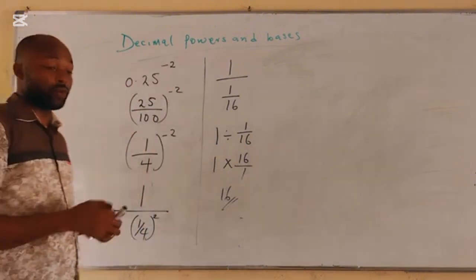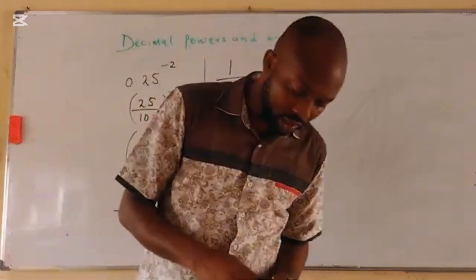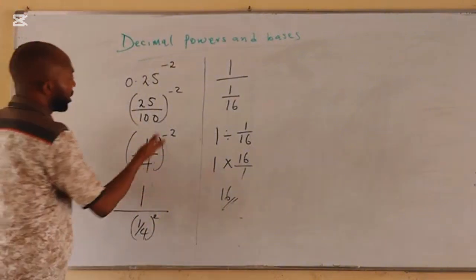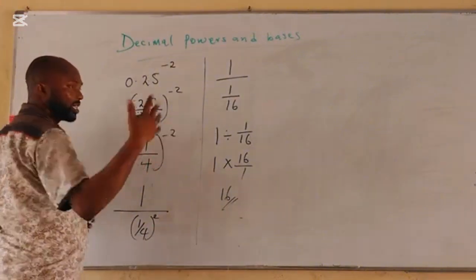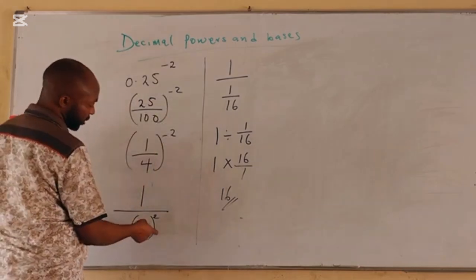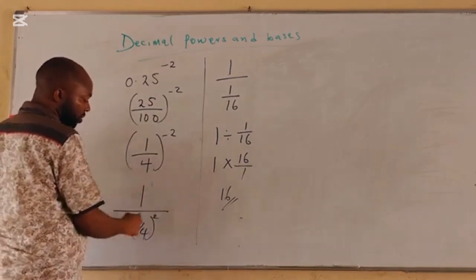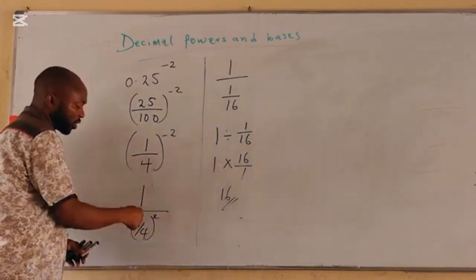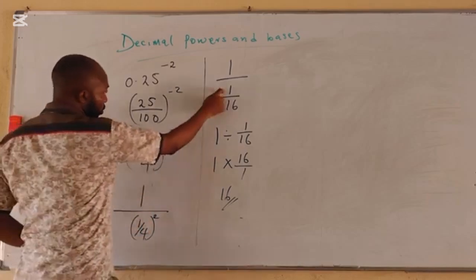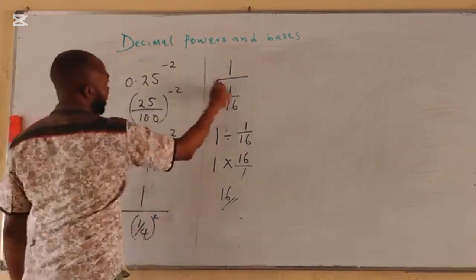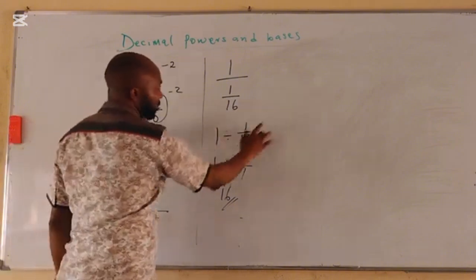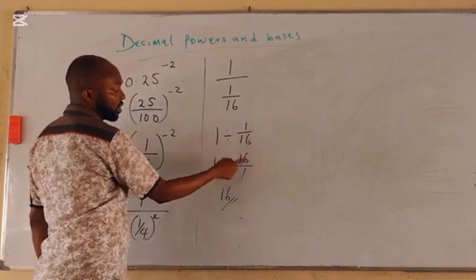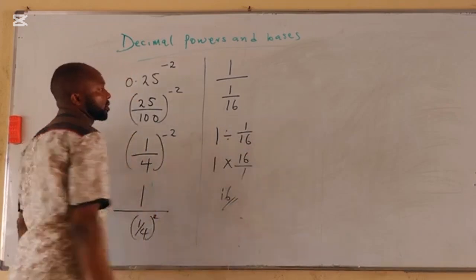That's how we go. I guess it's clear. The negative index means the reciprocal raised to the same positive index, and by the product power law, when a number in the bracket is raised to a certain power, the power is distributed evenly to the variables in the bracket. So 1 raised to the power 2 is 1, 4 raised to the power 2 is 16, so 1 over that. When a number is divided by a fraction, I change it to multiplication by changing the positions.